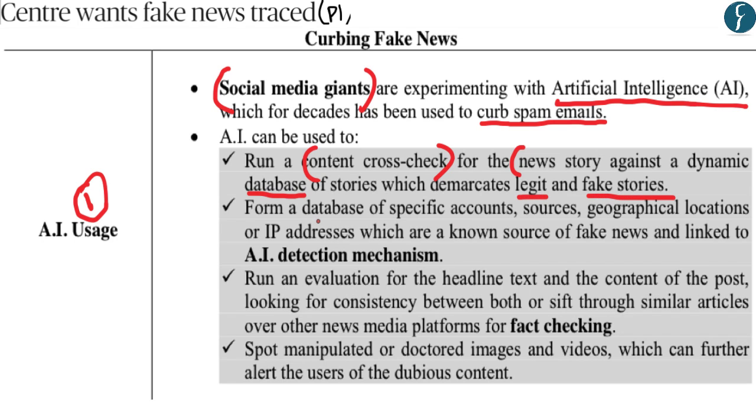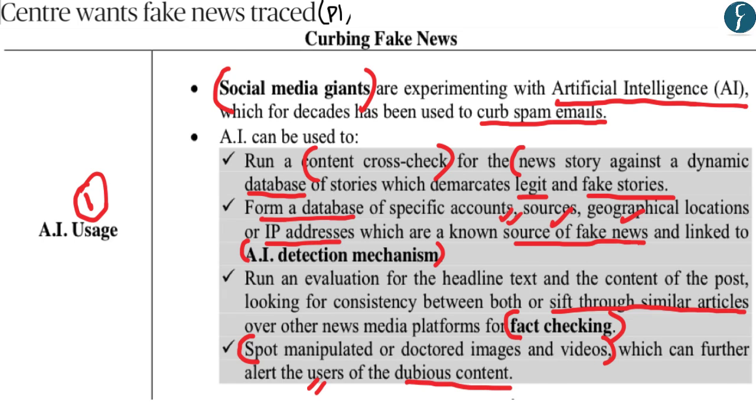The second aspect is that artificial intelligence can be used to form a database which would have the specific accounts, the sources, the geographical locations, and the IP addresses which are known sources of fake news, wherein an artificial intelligence detection mechanism can be formed that can highlight that a news item or a particular comment has been shared by a specific source. Apart from this, artificial intelligence can also be used for fact checking, wherein it could look through similar articles that have appeared on a particular context. Artificial intelligence can also spot manipulated or doctored images and videos, thereby alerting the platform or the user of the wrongful use of the images and the videos.